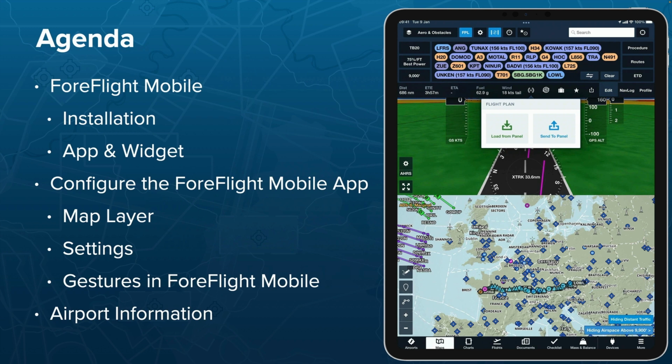We start with the requirements and the installation of the ForeFlight mobile app, the widget, and the options for customizing the app. Then we continue with the settings in the map view and gestures used in ForeFlight. Finally, we will show which airport information is available.